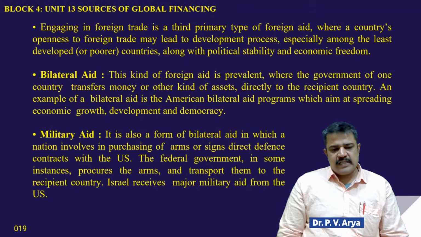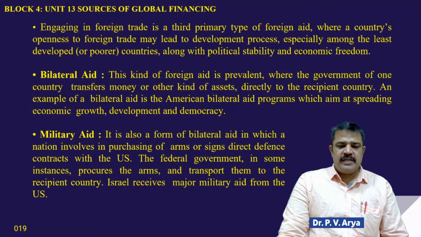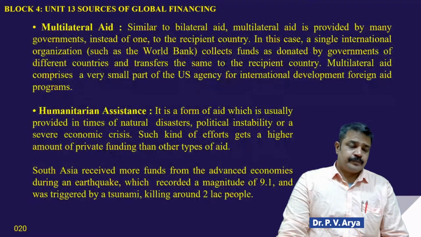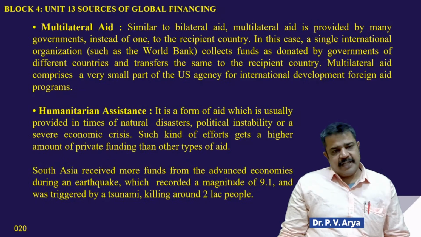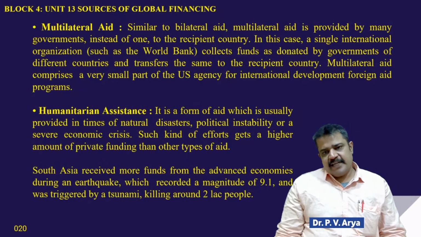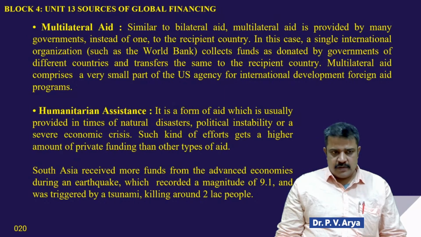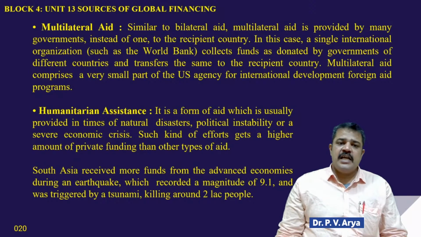Well, the federal government, in some instances, procures the arms and transports them to the recipient country. Israel receives major military aid from the US here. Now, multilateral aid. Similar to bilateral aid, multilateral aid is provided by many governments instead of one towards the recipient country. In this case, a single international donor such as the World Bank collects funds donated by the governments of the different countries and transfers the same to the recipient country.